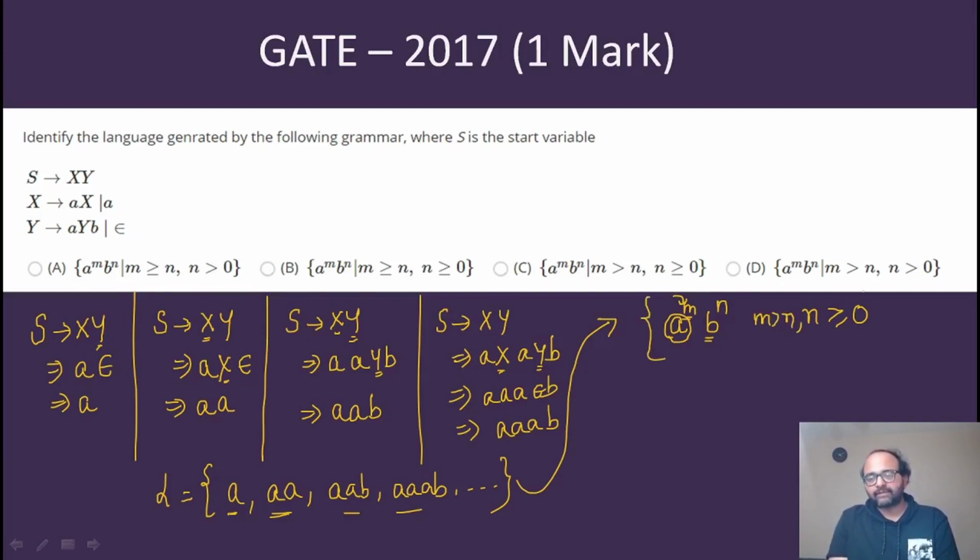So this is the language, isn't it? We can generate a^m b^n such that m is greater than n and n is greater than or equal to 0. So option C is the correct answer. Clear?